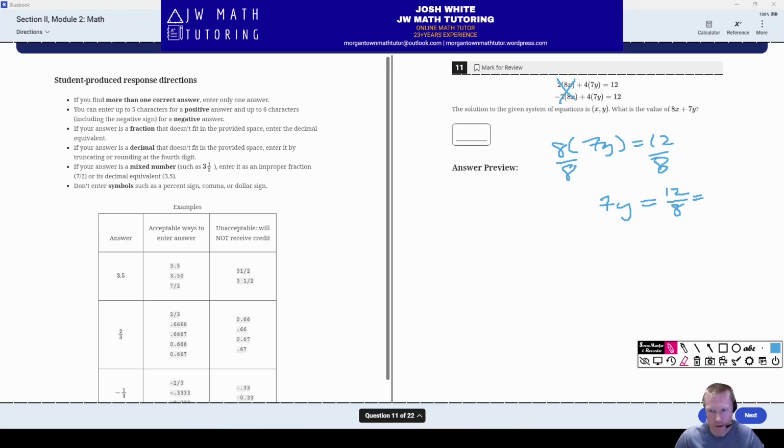Sorry, not 12. Just look at my notes. That's a mistake. 24. I forgot to add these two, 12 and 12. 24. 24 divided by 8 is 3. 7y. Okay, so 7y equals 3.